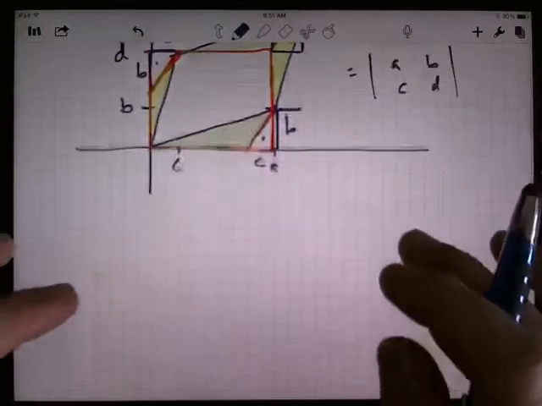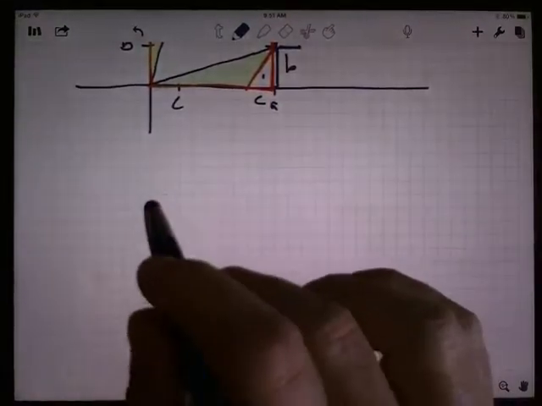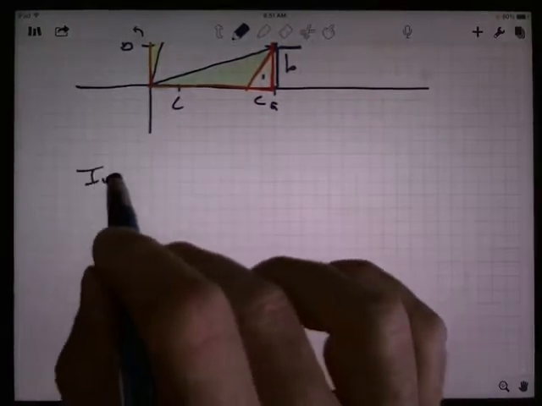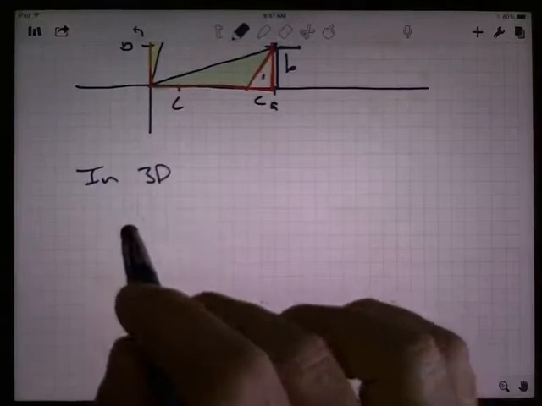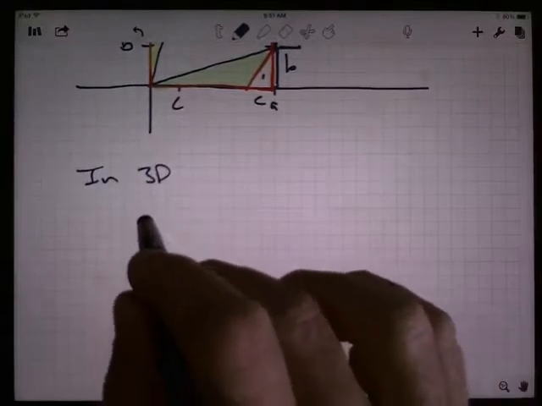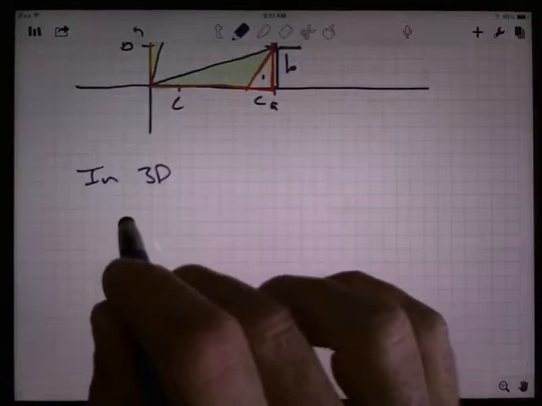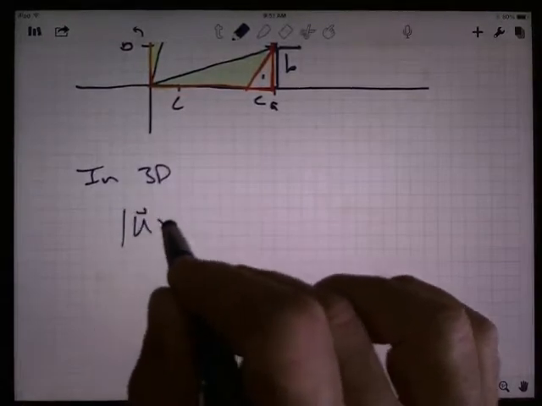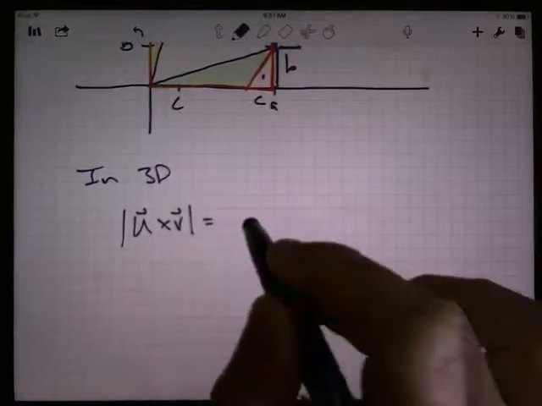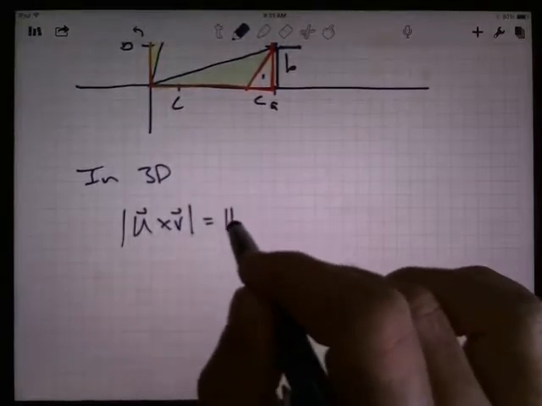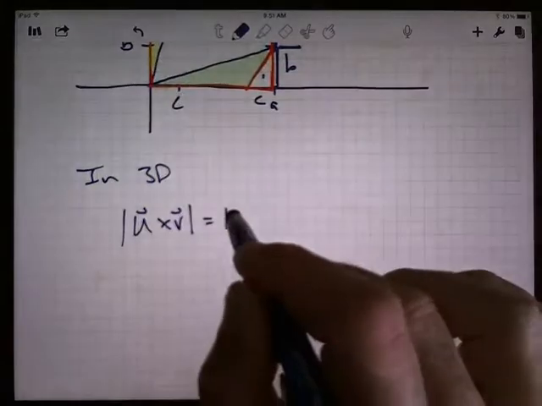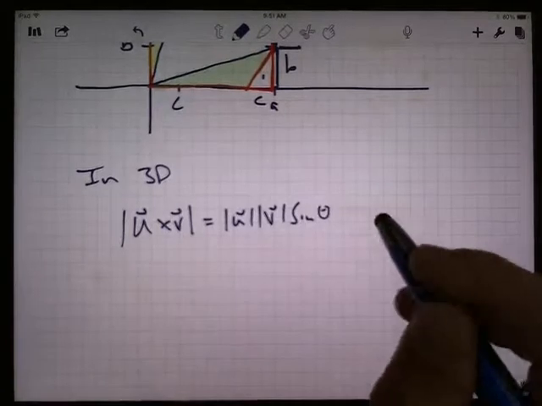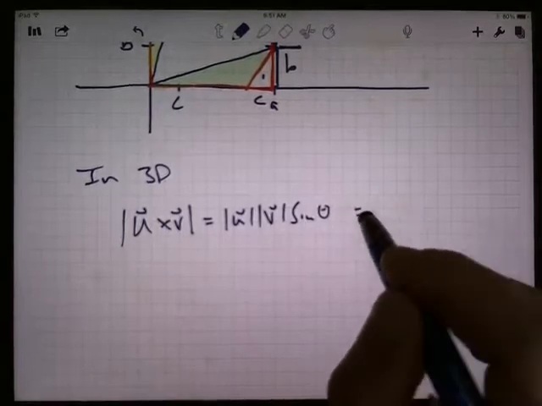Likewise, in a 3 by 3 case, when we look at vectors in 3D, you've got, either in a linear class or a Calc 3 class, you learn things like the length of the cross product of two vectors is the length of one times the length of the other times the sine of the angle in between them, right? Which is the area of the parallelogram.